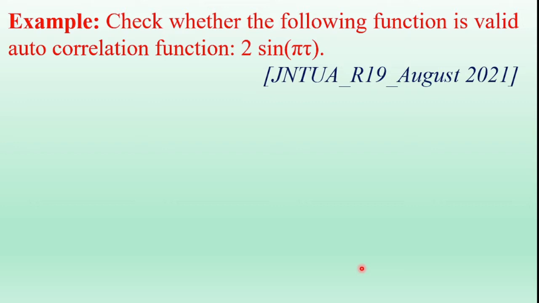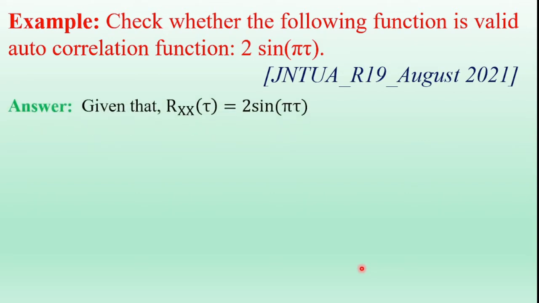In this video, I am going to discuss a valid autocorrelation function example. This is a previous examination question. The example is: check whether the following function is a valid autocorrelation function. The given function is 2 sine of pi tau. Coming to the solution, given that the autocorrelation function is Rxx of tau is equal to 2 sine of pi tau. Using properties of the autocorrelation function, check whether the given function is an autocorrelation function or not.